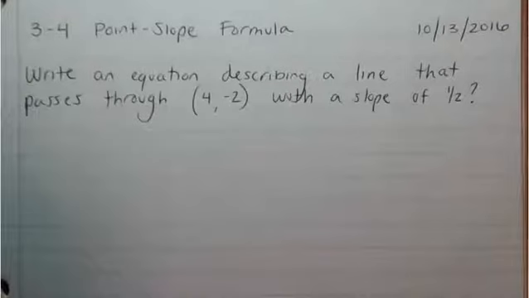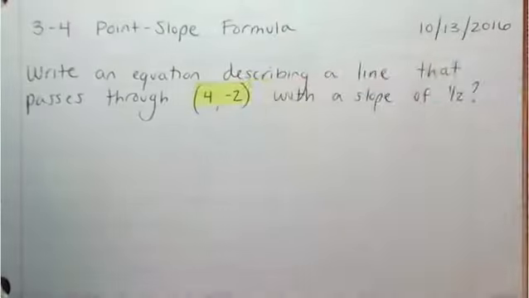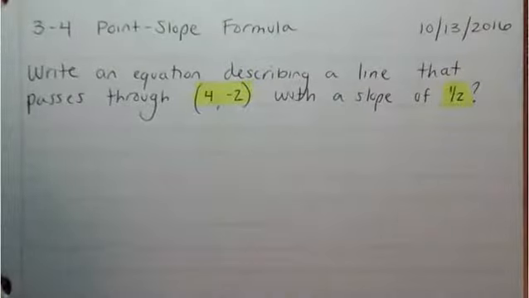So today we're going to talk about the 3-4 point slope formula. Again, this is another type of formula that describes linear functions. But we already know how to solve this problem that I want you to answer. It says write an equation describing the line that passes through this point. So we know this point is on the line, and it has a slope of 1/2. So what do I have to do here to figure out the equation for the line?